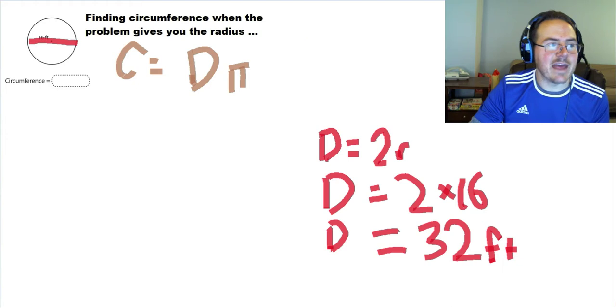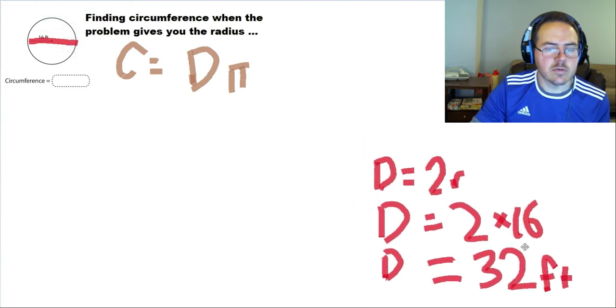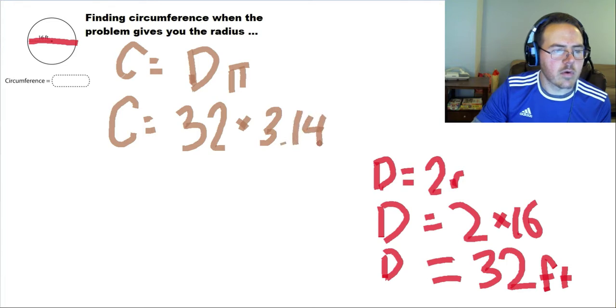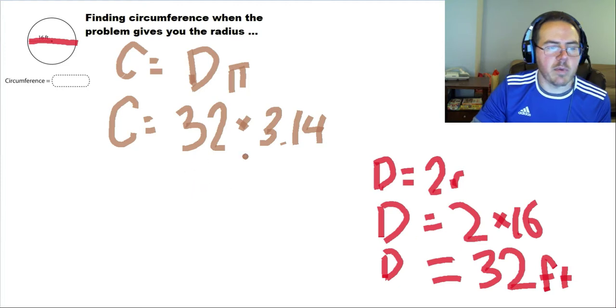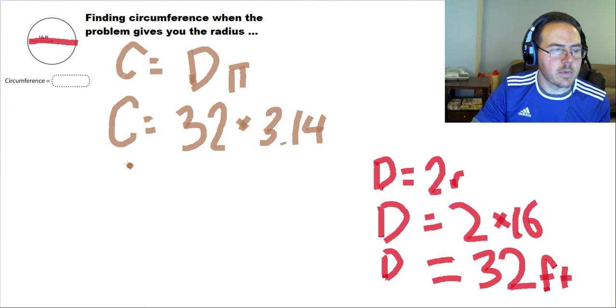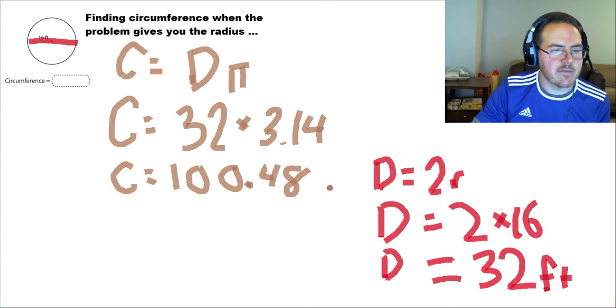Great. So now that I have that figured out, that means that our circumference will be 32 times 3.14. That's it. I got the diameter now. Multiplied by pi, we're good. So, what is 32 times 3.14? Bing, 100.48. So the circumference equals 100.48. That's 48 hundredths feet.